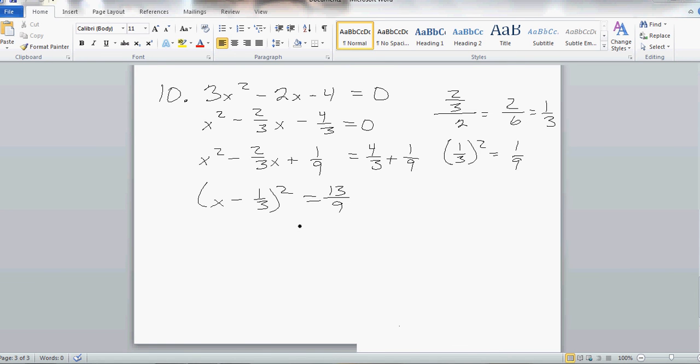4/3 plus 1/9, I do believe, turns out to be 13/9. Then take the square root of both sides, so that x minus 1/3 equals the square root of 13 over 3, plus or minus, because we need to have both of them. And then finally, adding 1/3 to both sides, x would equal 1/3 plus or minus square root of 13 over 3.